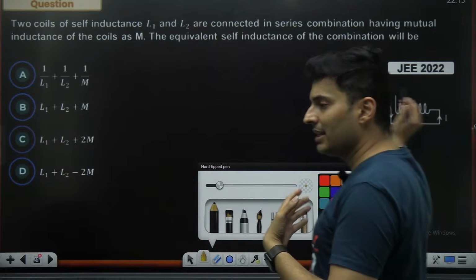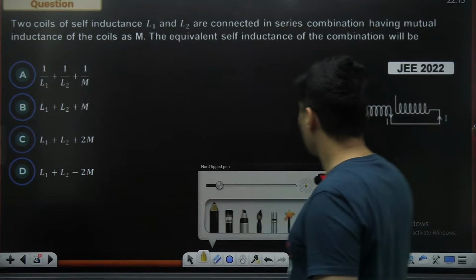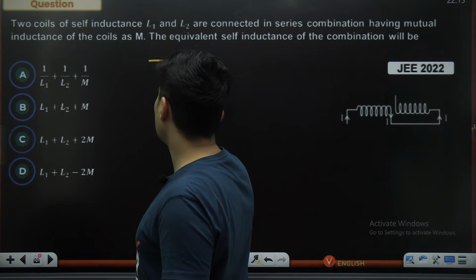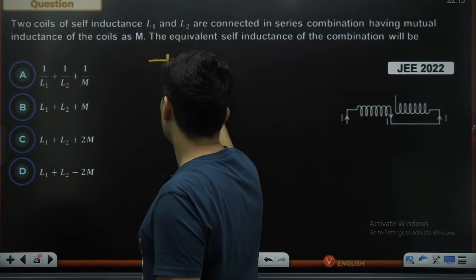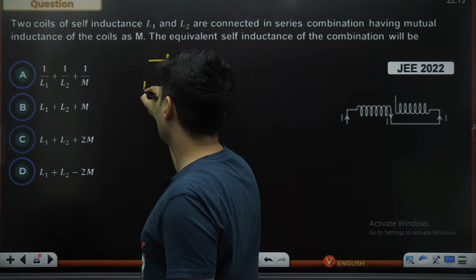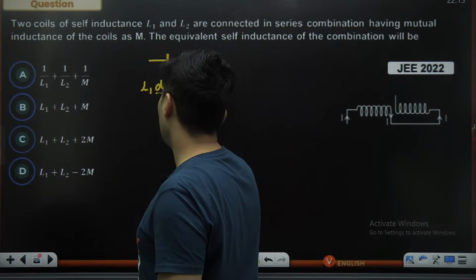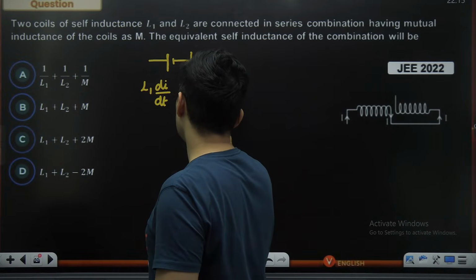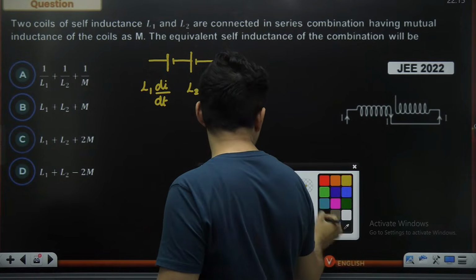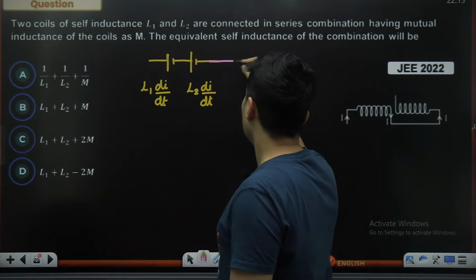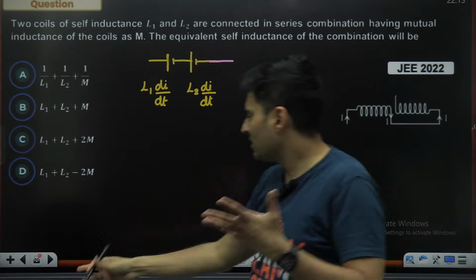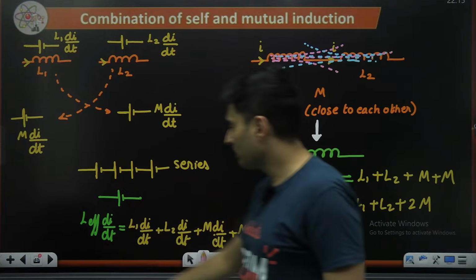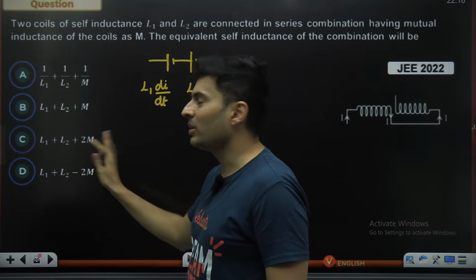Many students thought it is just like the problem we solved. So what they said was, sir, they are in series. So there is one battery like this, self-inductance L1 di by dt, and also L2 di by dt. And then they used the mutual inductance concept, and they connected 2 more batteries just like this one. And they thought the answer is L1 plus L2 plus 2M, which is C.